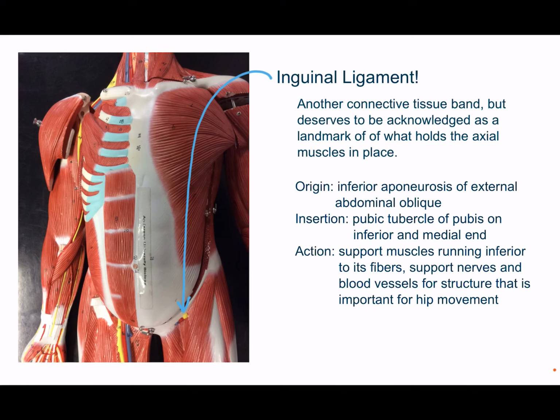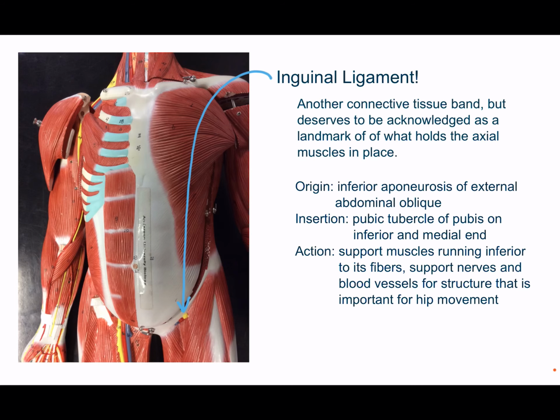So the inguinal ligament is another connective tissue that isn't necessarily part of the muscular system, but it's really important because we've mentioned it as a point of attachment, and it provides structure. So it's a landmark of what holds the axial muscles in place, and even what holds some of the appendicular muscles in place, and therefore what brings it all together from your body to your legs.